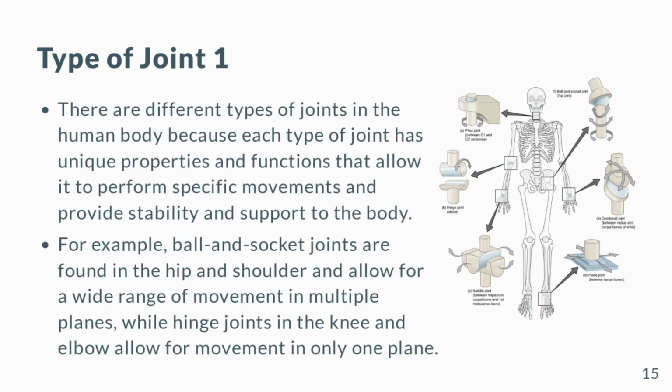There are different types of joints in the human body because each type of joint has unique properties and functions that allow it to perform specific movements and provide stability and support to the body. For example, ball and socket joints are found in the hip and shoulder and allow for a wide range of movement in multiple planes, while hinge joints in the knee and elbow allow for movement in only one plane.